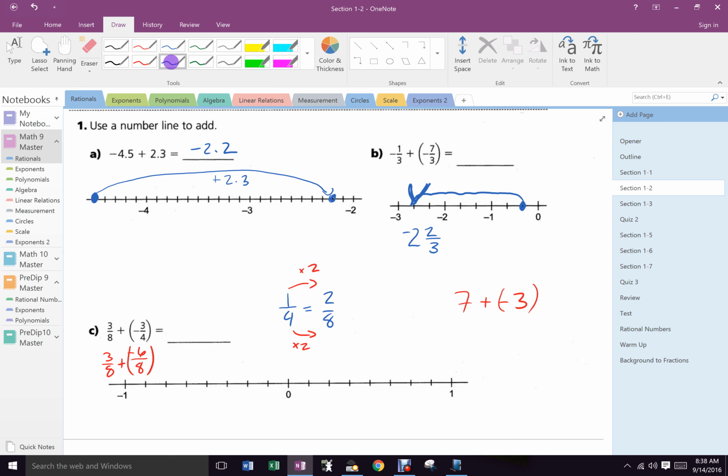Where do we start? Which is where? 3/8 to the right of 0. So 3 steps to the right of 0. And then what? So what direction is that? Left 6. 1, 2, 3, 4, 5, 6. And I end up right there, which is negative 3/8. Is everybody cool?